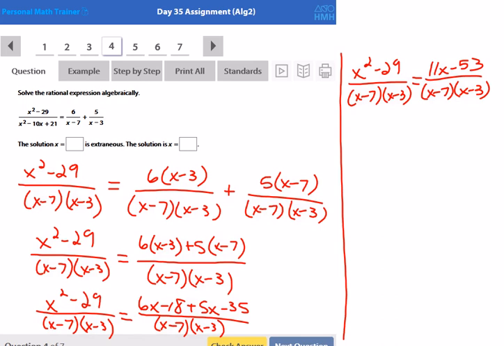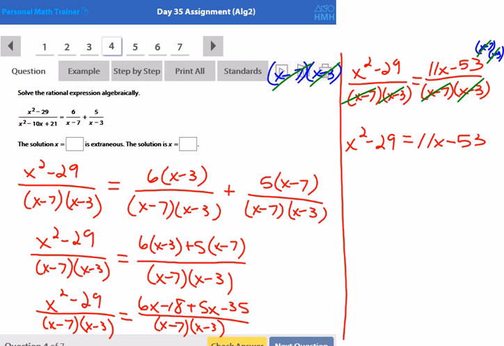I'm not going to use the LCD to add or subtract a rational expression. I'm going to use it to cancel the denominators. I'm going to multiply both sides by that LCD, x minus 7, x minus 3, and then over here I can't squeeze it in, but x minus 7 and x minus 3. So I can do whatever I want as long as I do it to both sides. You saw when we multiplied that now I can get these factors to cancel. So what I'm left with now is an equation that says x squared minus 29 is equal to 11x minus 53, and that's just a quadratic equation. Okay?